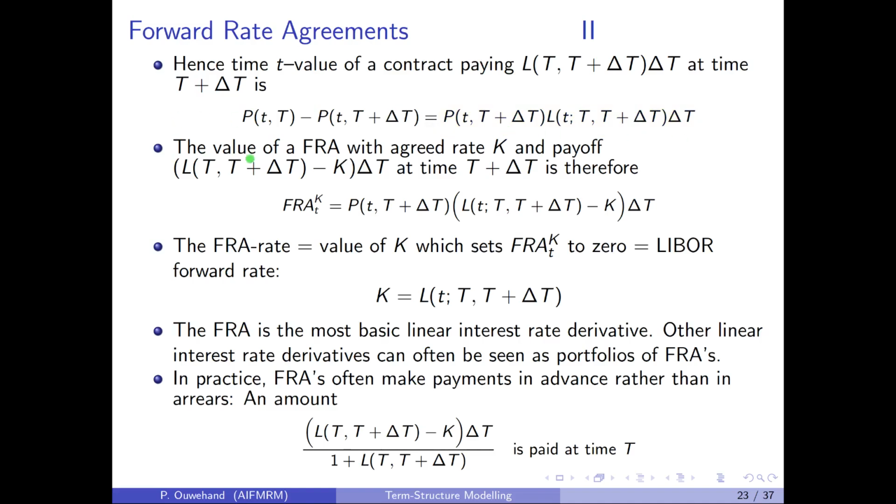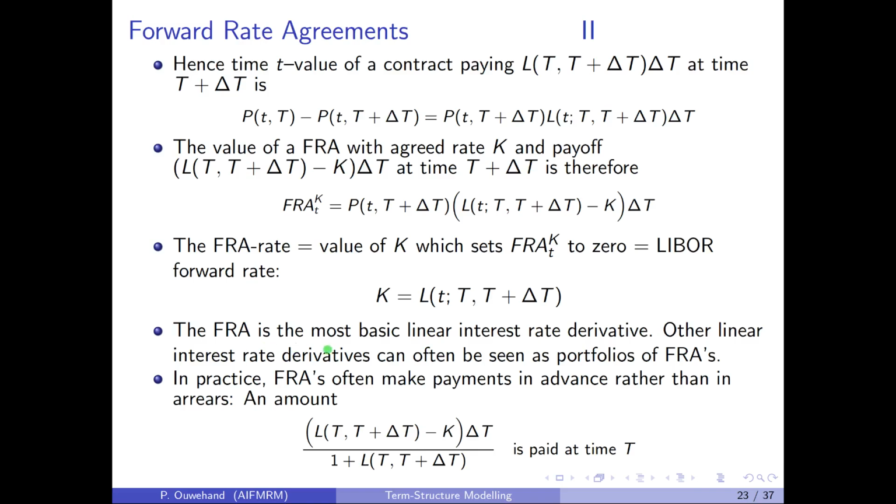The value of a FRA with an agreed contract rate of capital K and a payoff of L minus K times delta t at time t plus delta t is therefore simply the discounted value of the difference between the forward rate and the contract rate times delta t. The FRA rate is by definition the value of K which sets the value of the forward rate agreement to 0. And as we can see, the FRA rate agrees with the LIBOR forward rate.